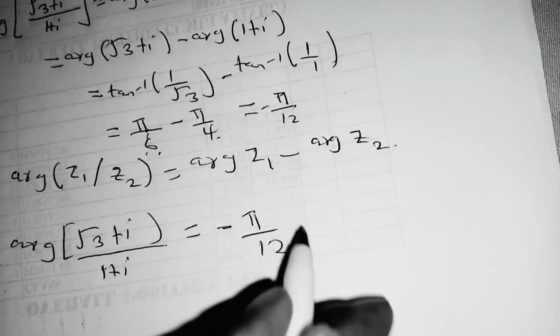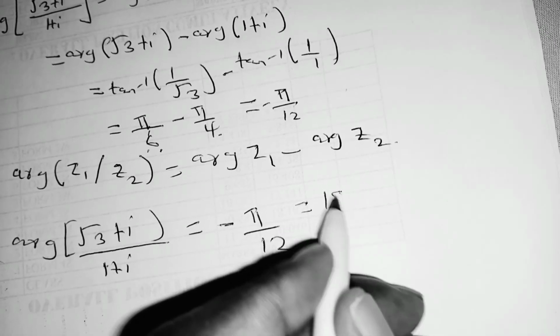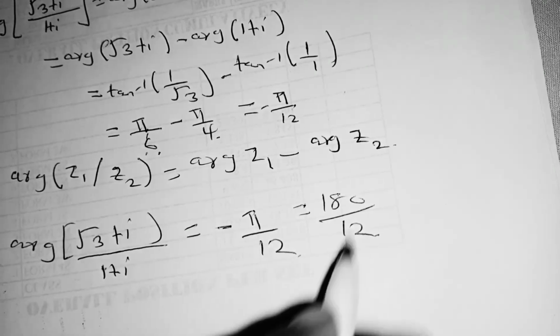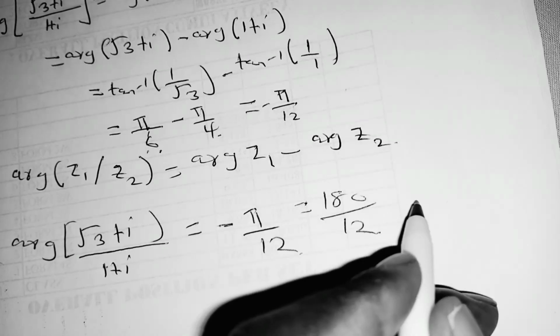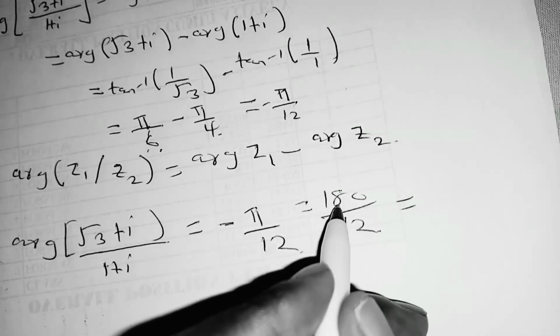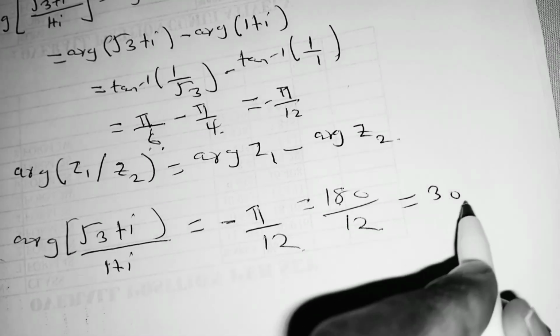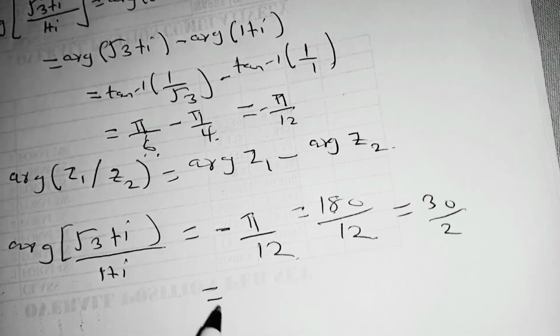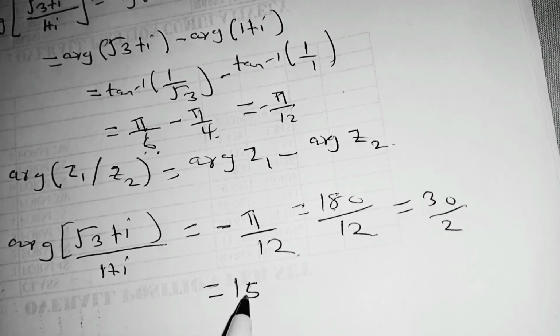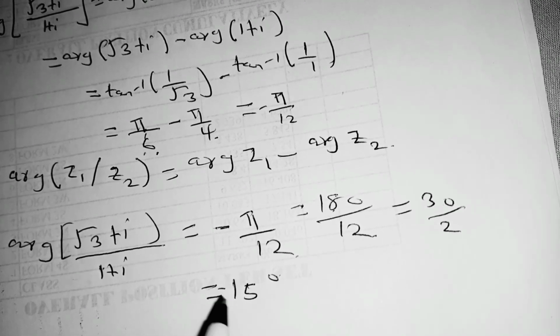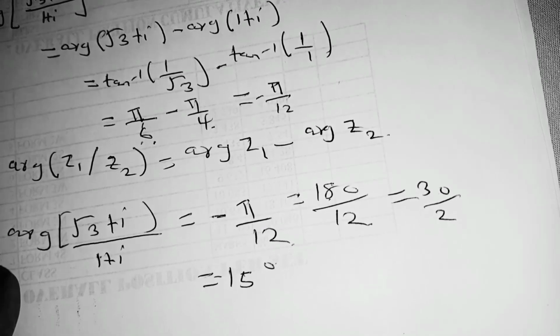Or if you want, you can write it in degrees: 180 divided by 12, which will give you 15, so negative 15 degrees.